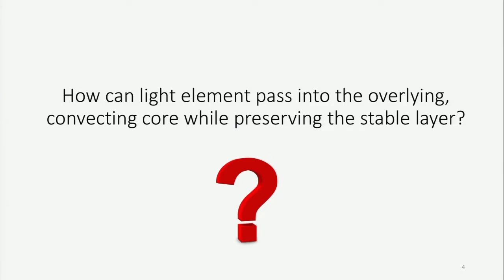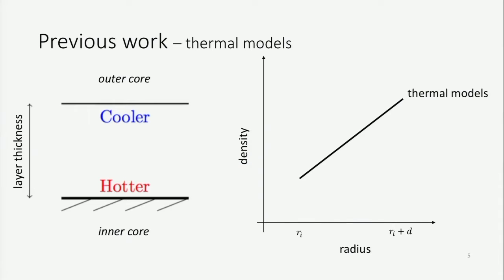Initially you might think that the layer could be explained by a simple thermal boundary layer where you have cooler stuff overlying hotter stuff. And so perhaps that would mean that you have lighter material at the bottom. But this will give you the wrong kind of density profile because the density will be increasing as a function of radius, when in actual fact you want a stably stratified layer in which the density is decreasing as a function of radius.